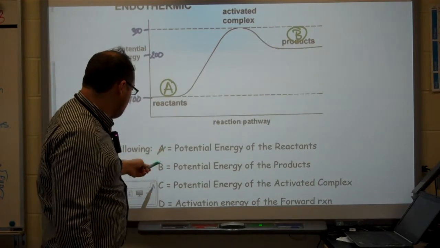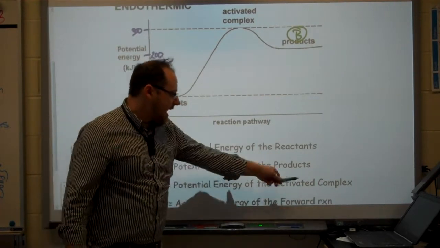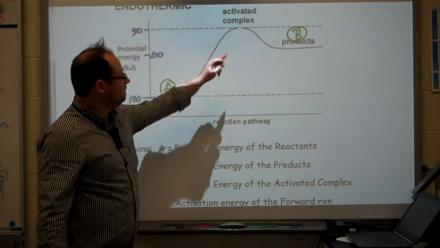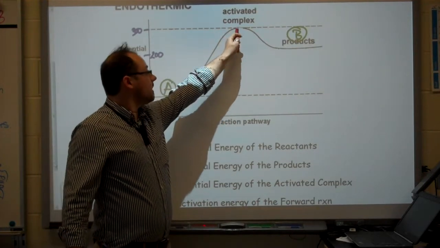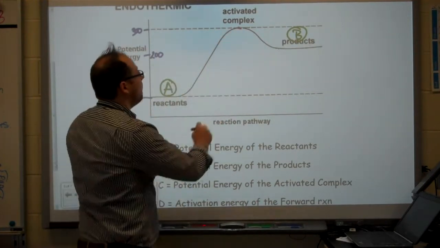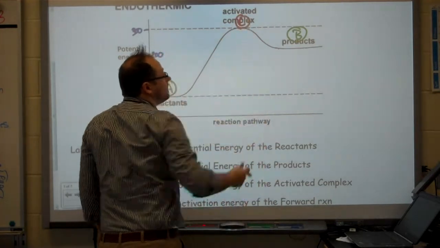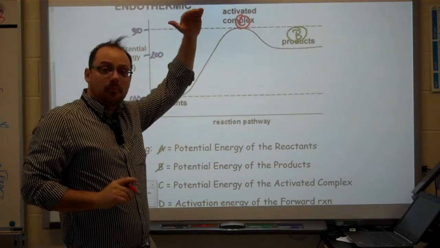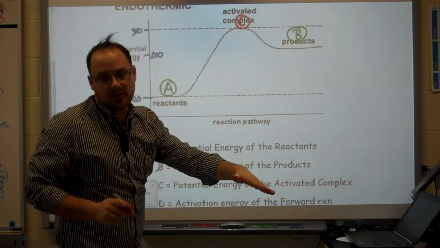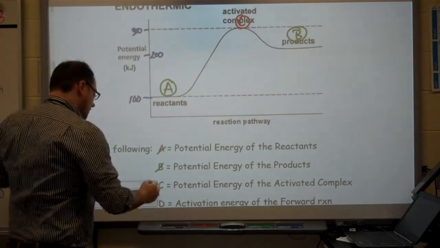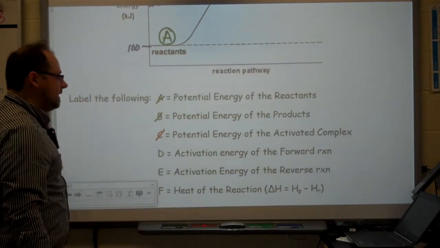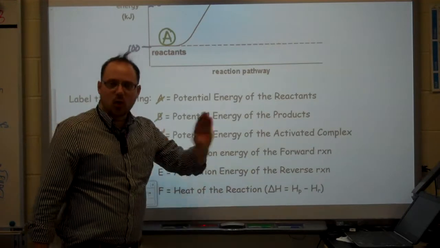So we covered A and B. C, potential energy of the activated complex. Well, there's the activated complex. Potential energy of it is right there at the very peak of it. It's how much energy you've got to get up to over the top of the hill to come down the other side to make the products. Check. D, activation energy of the forward reaction.